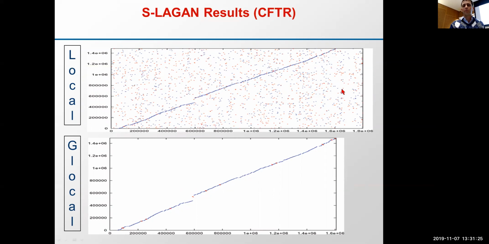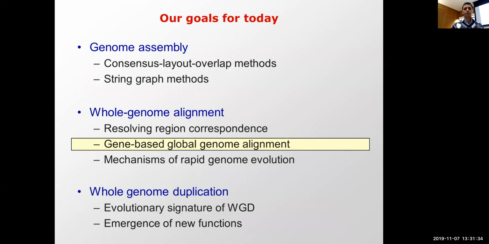So this is basically the kinds of results that you get. If you only do local alignment, you have a lot of noise. If you do global alignment, you basically capture all of these inversions while at the same time painting a path through the whole sequence. Everybody with me so far?